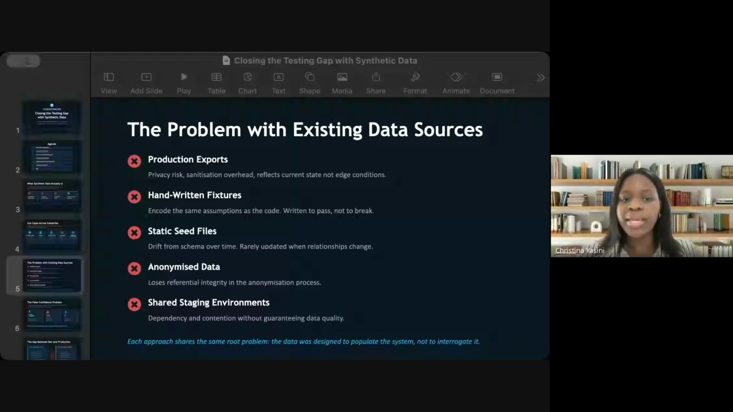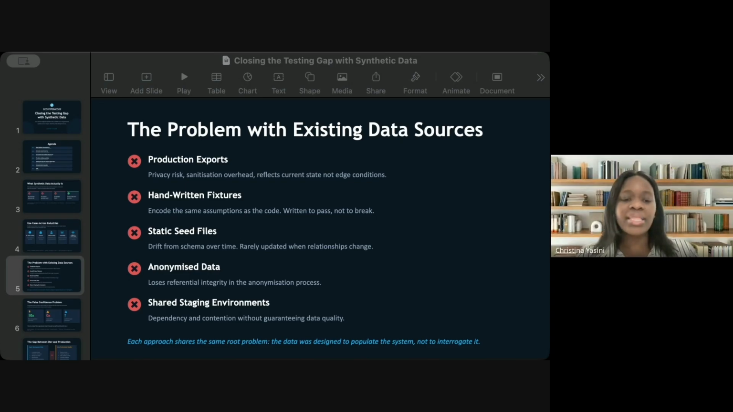So what we tend to see is that production data exports carry a privacy risk and also compliance exposure, even when they're sanitized. That sanitization process frequently breaks the relationship between the records, meaning you are testing against data that is structurally different from what production contains. And production data reflects the current state and not the boundary conditions that are most likely to cause those failures.